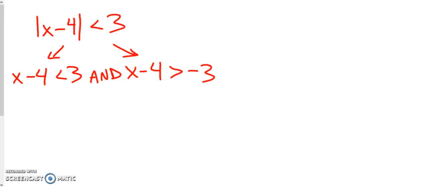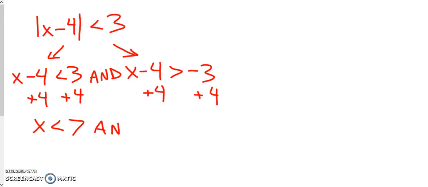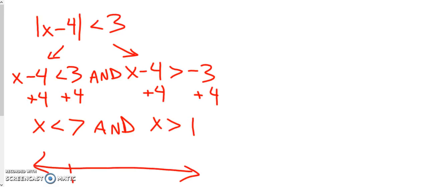So then you solve this. I don't think it takes a genius to figure out that you got to add 4. So x is less than 7, and x is greater than 1. If I were to draw that on a number line, there's 1, there's 7. This one goes this way, this one goes this way. And with and, that means you want the part that overlaps. So that would be from 1 to 7.